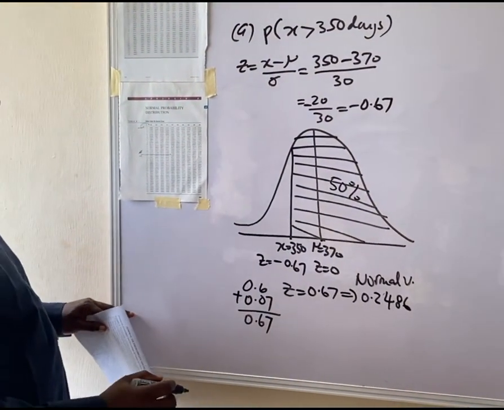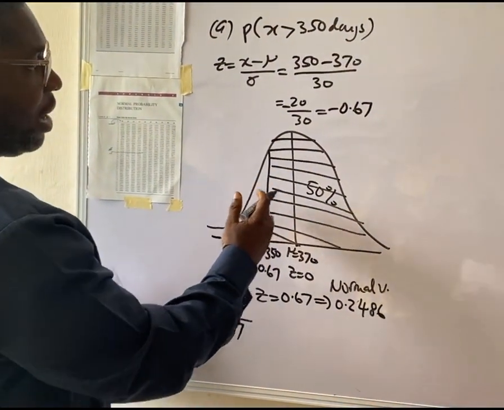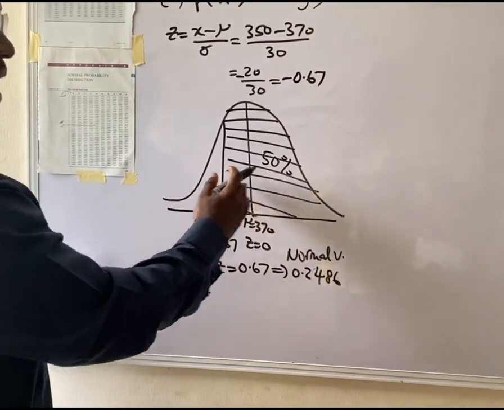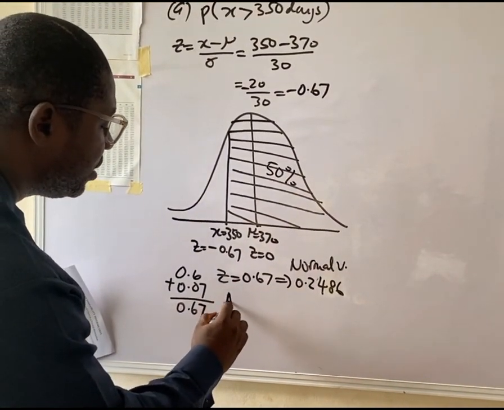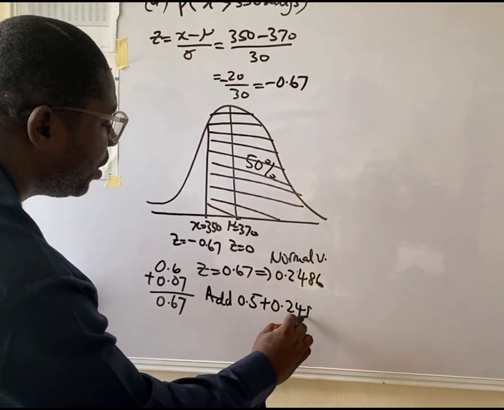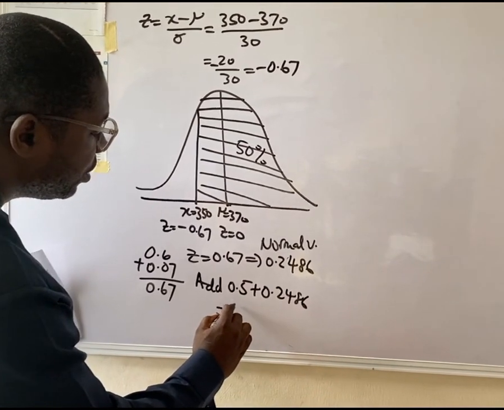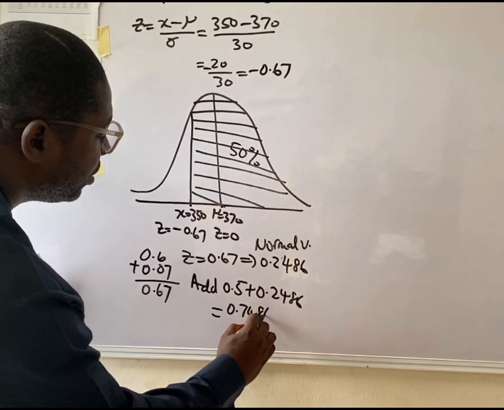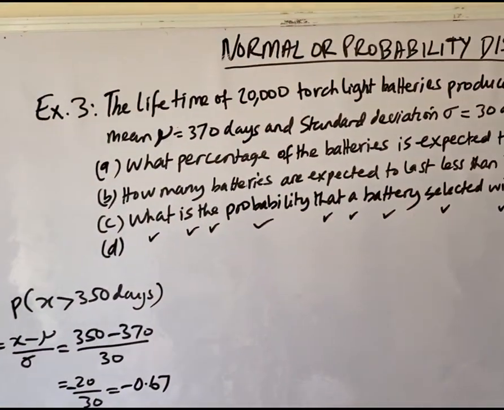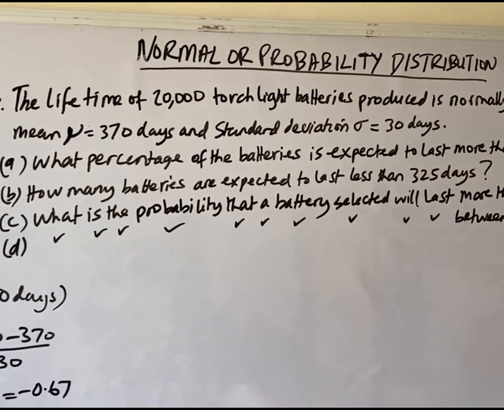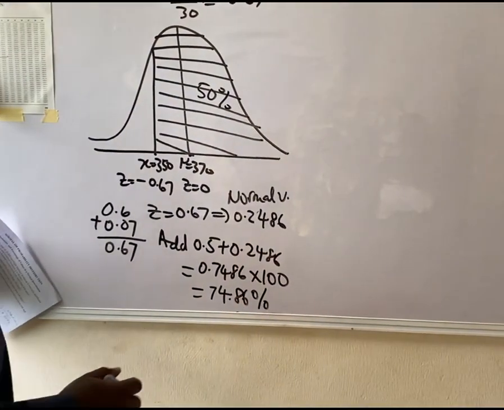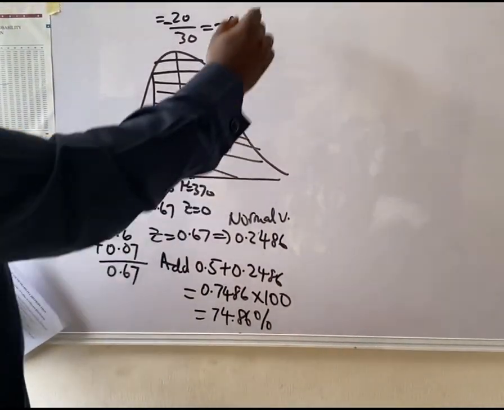But because we're looking for all the batteries that will last more than 350, everything here, we are going to add 0.5 to 0.2486. So the answer will be 0.7486. The question is, what percentage? So we are going to multiply this by 100, which will give us 74.86%. This is the answer for number one.